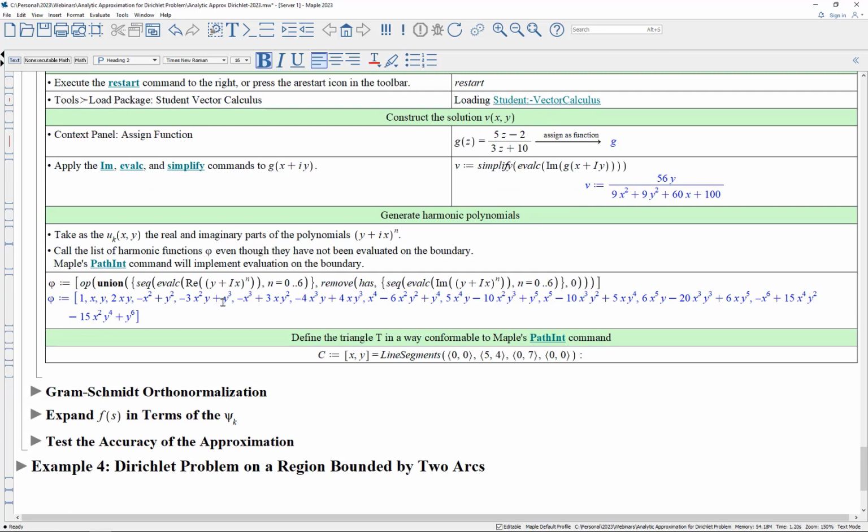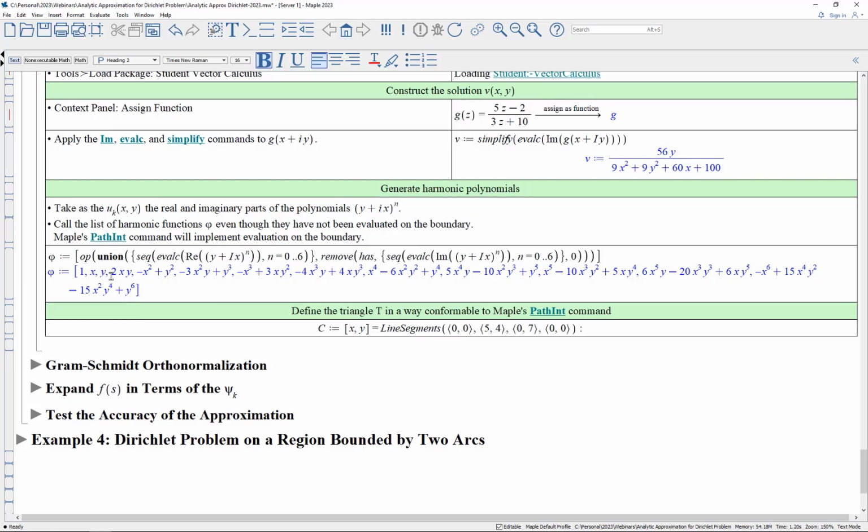Again, I generate polynomials. I use y plus ix to the n, real part, and because I have parameters, I hit it with an evalc. This generates a zero term, and I want to remove that.